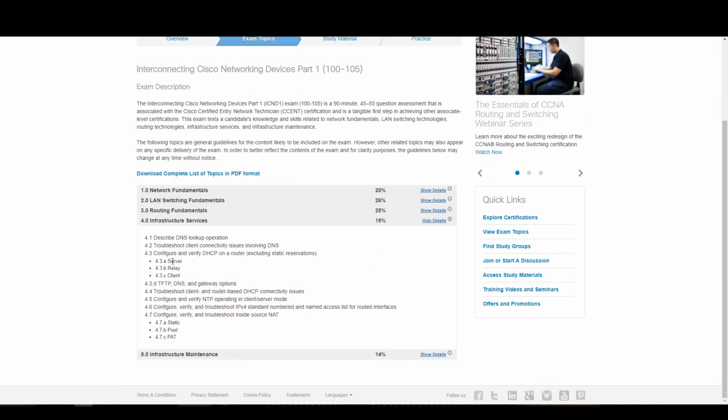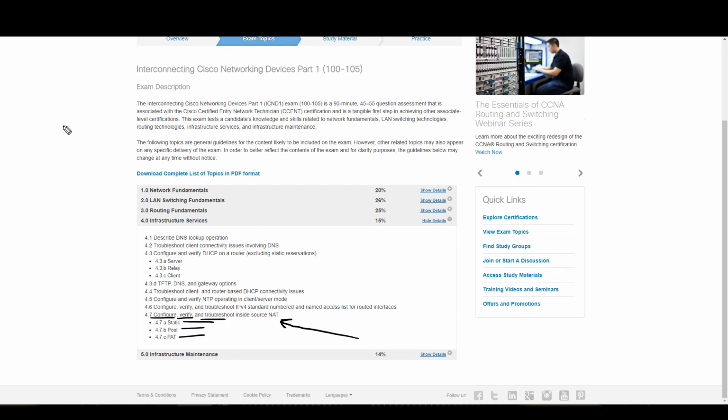Now if we go and have a look at the Cisco website and go into the infrastructure services, we can see that NAT is listed just down the bottom here, and we need to be able to configure, verify and troubleshoot the inside source NAT. So we need to be able to configure static NAT, a pool of IP addresses for them to NAT against, and again PAT.